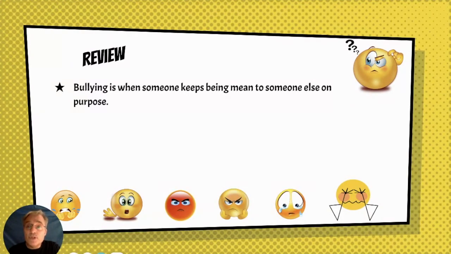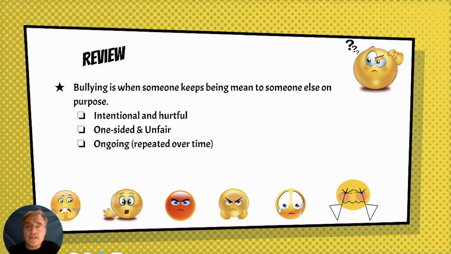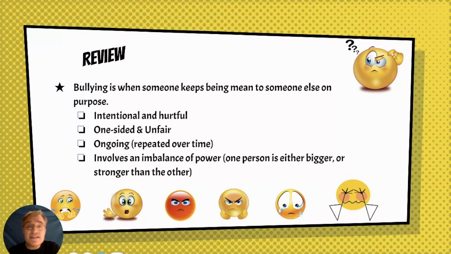Bullying. Bullying, again, is when someone keeps being mean to someone else on purpose. It's intentional and hurtful. It's one-sided and unfair. It's ongoing, meaning it repeats over time. It involves an imbalance of power, where one person is either bigger or stronger or has an advantage over another person.